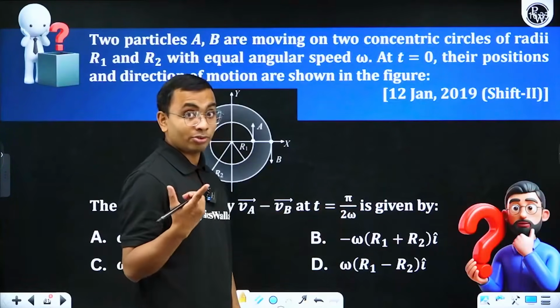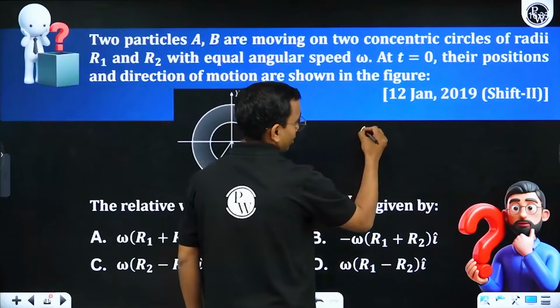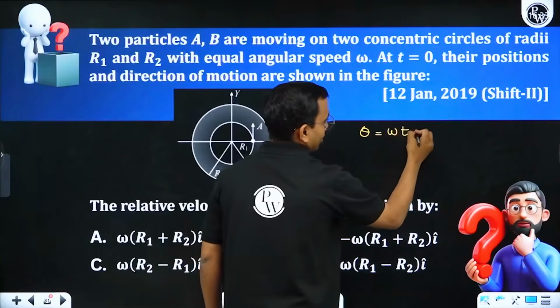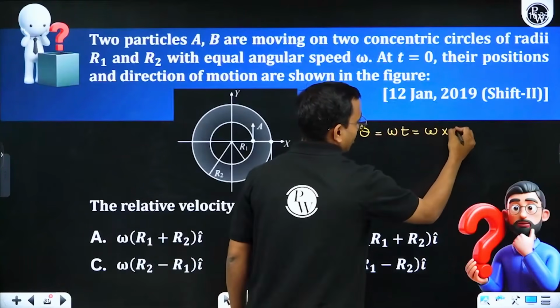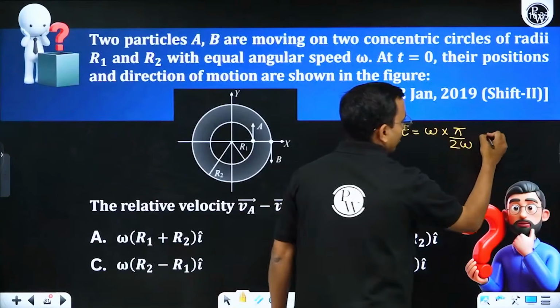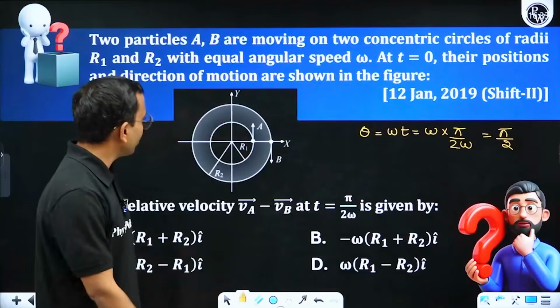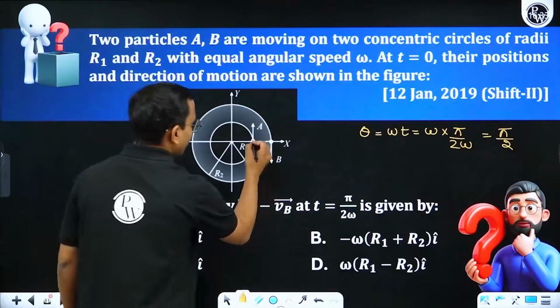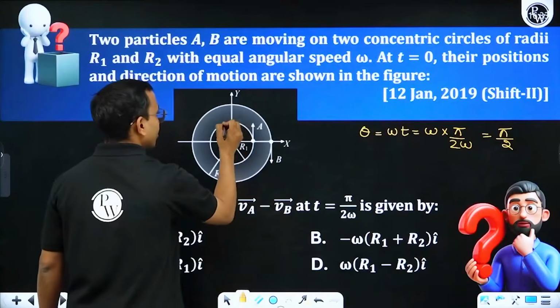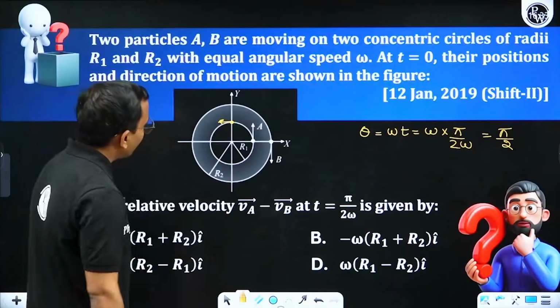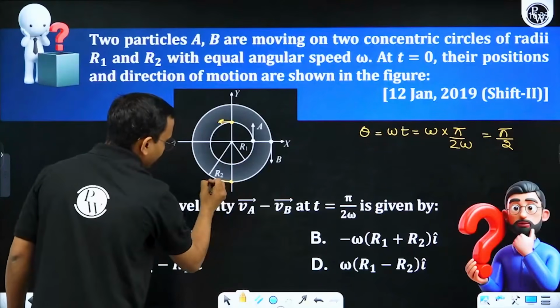Now time is given as pi by 2 omega. Their angular velocity is omega. How much angle will they rotate? Omega is constant. So omega into pi by 2 omega becomes pi by 2. So the angle it will rotate is pi by 2. If A rotates pi by 2, A will come here. If B rotates pi by 2, B will come here.